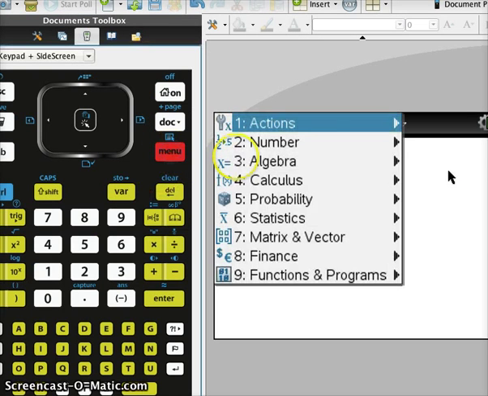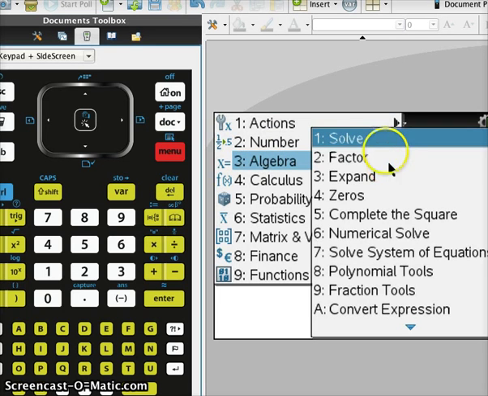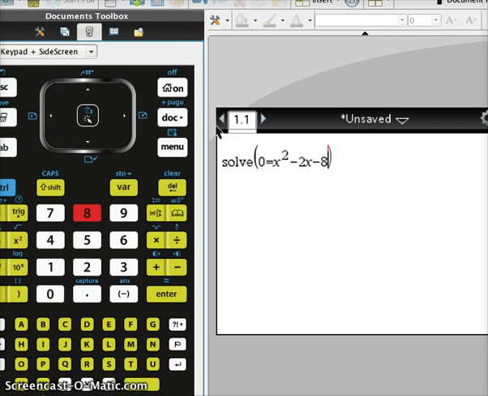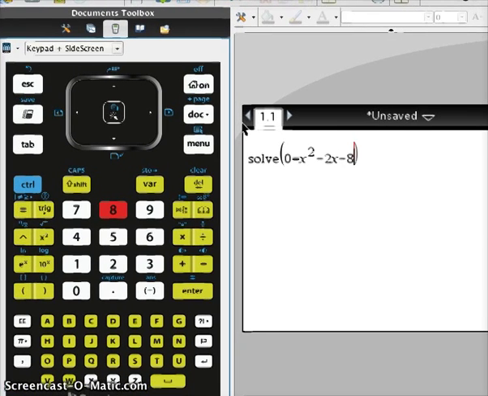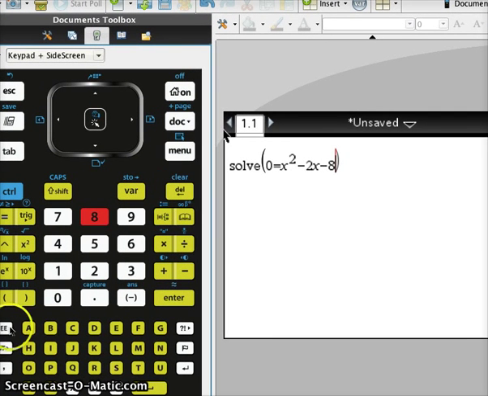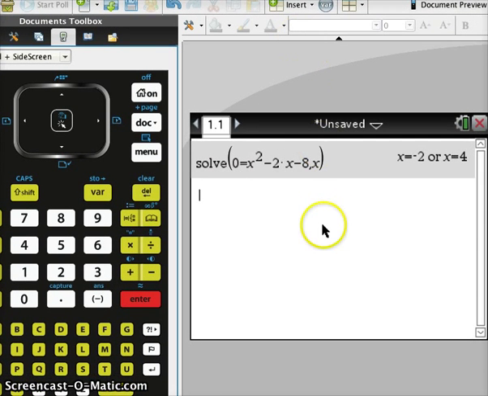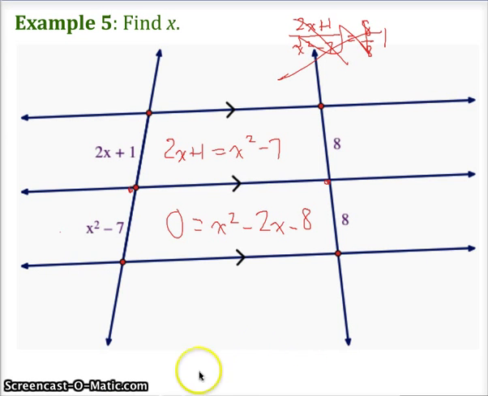All right, so I just opened up a calculator page, go algebra solve, and then I type it in, and don't forget at the end of that to type comma x, because it needs to know which variable you mean. I get x is -2 or x is +4, and you have to give both those answers. So x is either -2 or +4. I like to write it this way, -2 or +4.